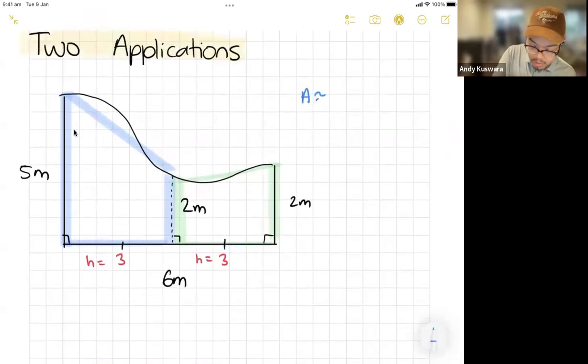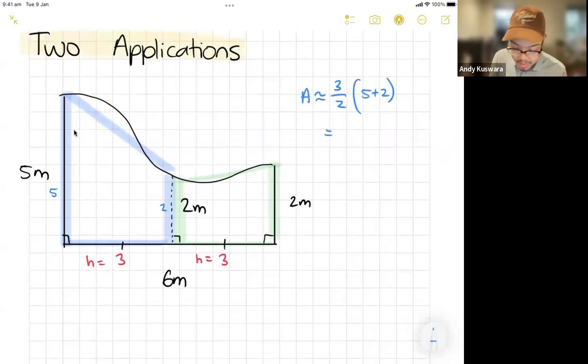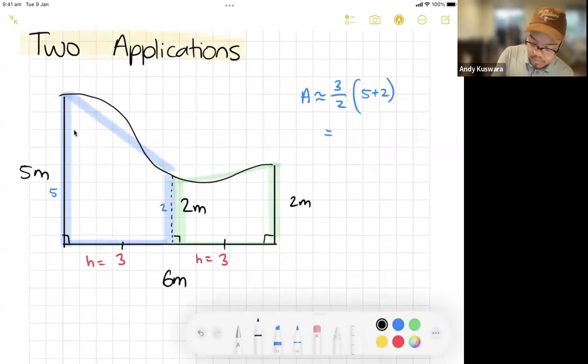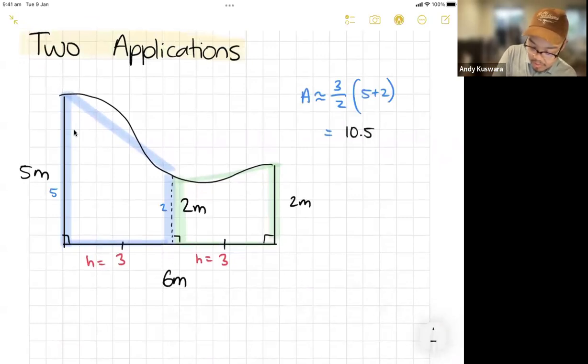We know the area for this one is approximately h on 2, 3 on 2, 5 plus 2, because you can see that that's 2 and that's 5. So what is that? 3 on 2 times 7 essentially becomes 10.5 meters squared.